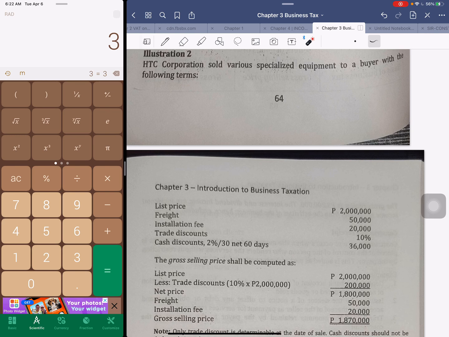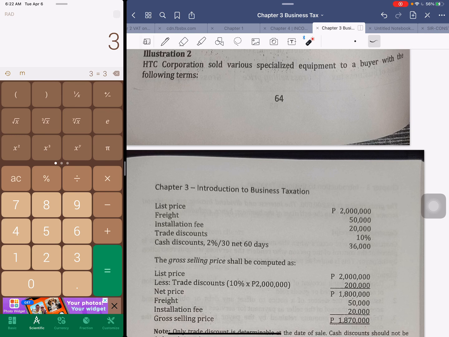Okay? So, kung mapapansin nyo, the moment na nagbenta tayo ng items, ng goods, hindi pa natin alam kung si buyer ba is magbabayad within 30 days or not. Therefore, kapag cash discounts yan, hindi natin yan dinideduct sa gross selling price. Okay? Since hindi pa naman natin identify kung magkano ba, kung mag-a-avail ba si buyer ng cash discounts or not. If that's the case, all cash discounts are not deductible sa ating gross selling price.